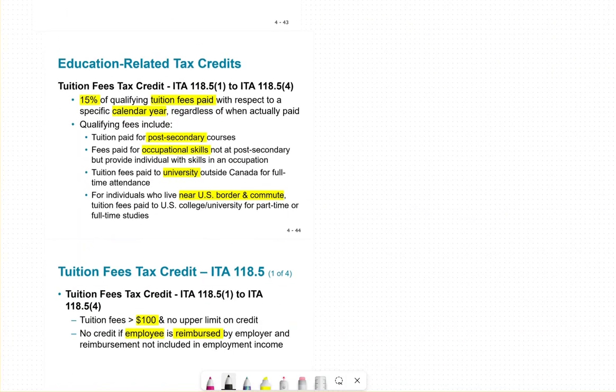If you go to school, of course, you are a student, you're taking this course, you are going to get a tax credit. Your tax credit is 15% of the tuition that you paid in the calendar year. It's your job to download it from the college site, and see how much tuition you paid to them. So that's tuition paid to post-secondary institutions like a college, and also any fees that you paid for occupational skills, or fees you paid to a US college, or for an individual who lives near the US and commutes to a US college, whatever tuition they paid to that college.